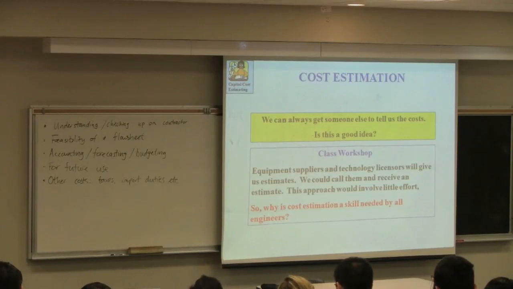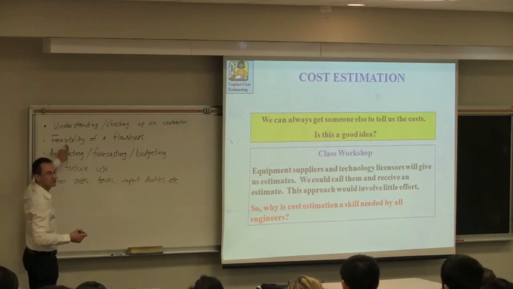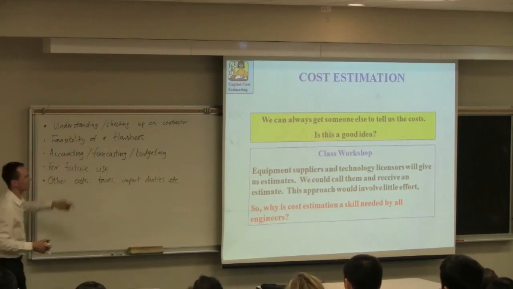Anything else? If we have two projects to pick between and we have a budget, okay, so planning and budgeting, I would tie that in as a combination of these two points. Feasibility and budgeting, good one.